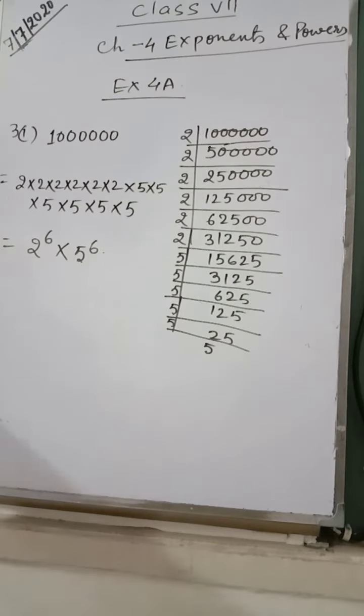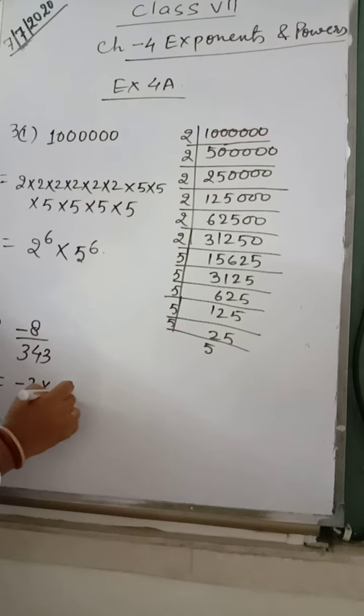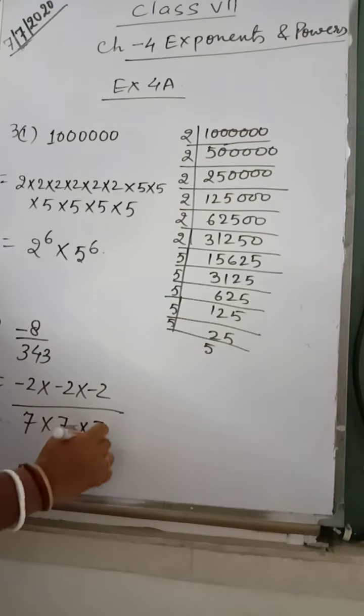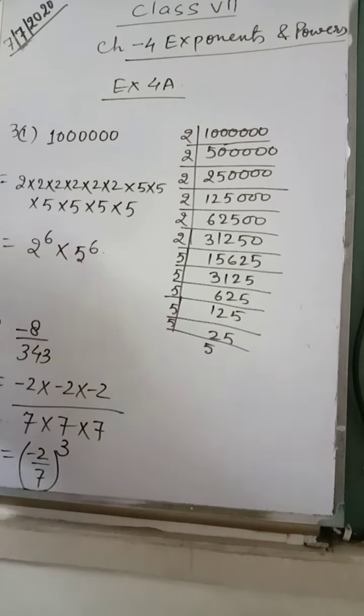Now look at number 2. It is given minus 8 by 343. This minus 8 can be written as minus 2 into minus 2 into minus 2, and 343 can be written as 7 into 7 into 7. So the exponential form will be minus 2 by 7 to the power 3. Understood? In this way we have to solve question number 3.